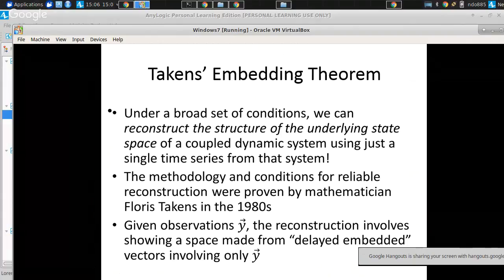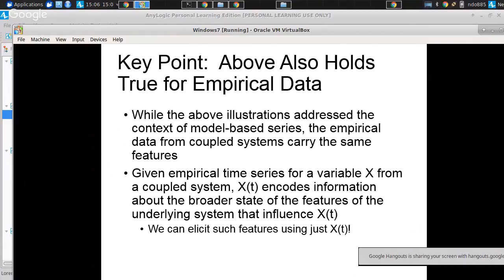In the 1980s, a Dutch mathematician called Floris Takens actually formally proved a way. He demonstrated a means, a systematic general means, for doing exactly this, for drawing out that information about the whole system from just one variable of the system over time, one time series of observations. Given that one time series, we can feed it into this Floris Takens machine, turn the crank, and we can get a picture of the state space of the system that gave rise to it.